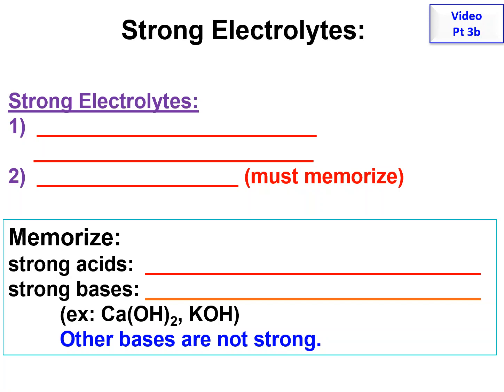We need to be able to look at an ionic compound and know if it's a strong electrolyte or not. The reason we need to do this is because we need to follow what's happening to the ions in order to understand the chemical reactions, or if a chemical reaction is happening at all. So how do we know? Well, first of all, if an ionic compound is water soluble, then it's a strong electrolyte.